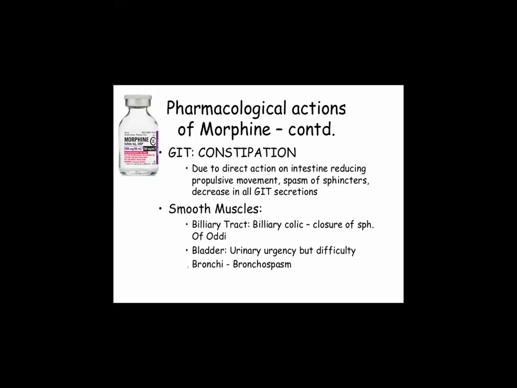Also, in the gastrointestinal tract, morphine may lead to constipation, due to relaxation of smooth muscles and opposite spasm of sphincters. In the biliary tract, biliary colic, closure of the sphincter of Oddi. In the urinary bladder, it may lead to urinary urgency but difficulty, and in bronchi it may lead to bronchospasm.